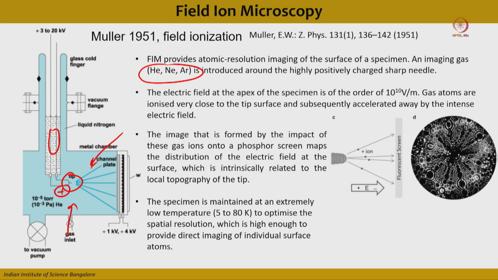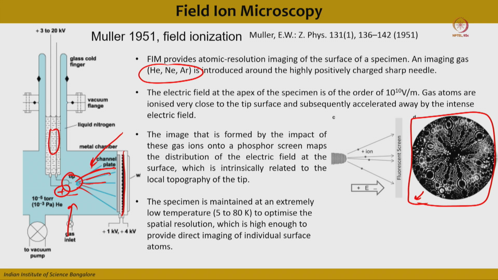When it gets ionized, due to the very high positive voltage on the tip, there will be a large electric field strength, and these gas ions will accelerate along these field lines. There is a channel plate, or a fluorescent screen, where these gas ions hit positions on the screen, and the hitting of these positions directly gives this typical FIM image, which is a field ion image, where you can see these bright spots. These are the locations where the imaging gas ions hit.